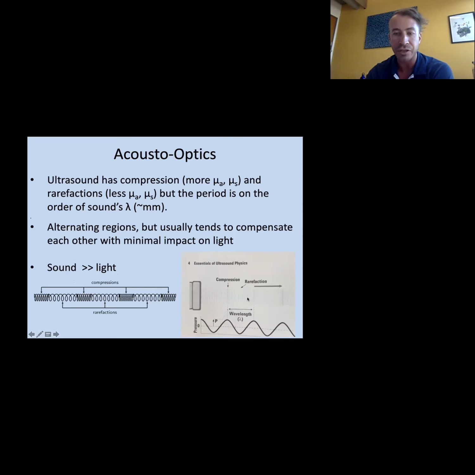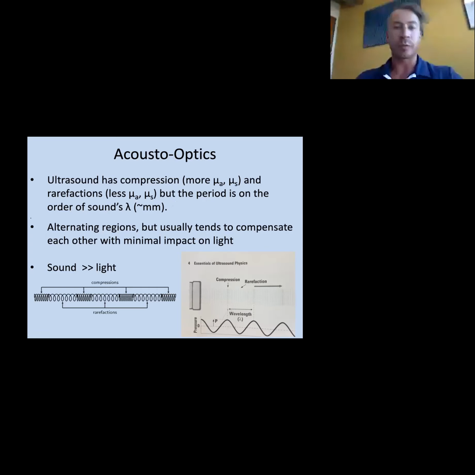Compression and rarefaction of these peaks and troughs cause subtle changes in the optical properties of tissue. In areas of compression, you're going to have more scattering and more absorption, and in the rarefactions, you're going to have less absorption and less scattering. The period of this area in the tissue is going to be long relative to light.